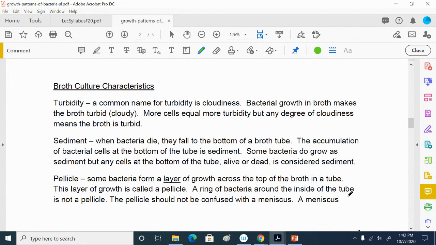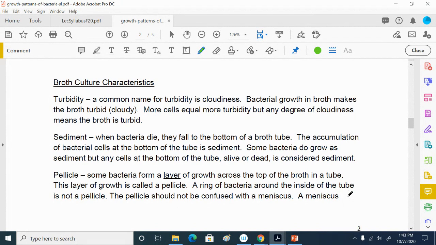A pellicle is a layer of growth across the surface of the broth. The bacteria can walk on water, and so they grow across the surface. Now, you may remember water in a tube kind of bends at the top, and we call that the meniscus. Especially with broth, which has a yellowish color, it looks darker at the meniscus. That's no growth. It's just the way the liquid looks in the tube. So it's important not to confuse a pellicle with a meniscus.